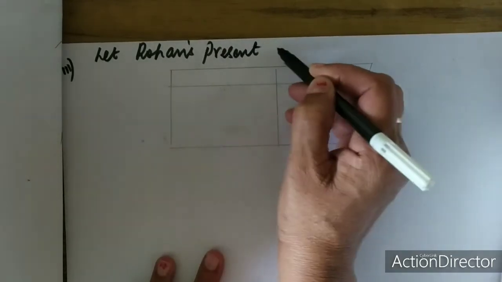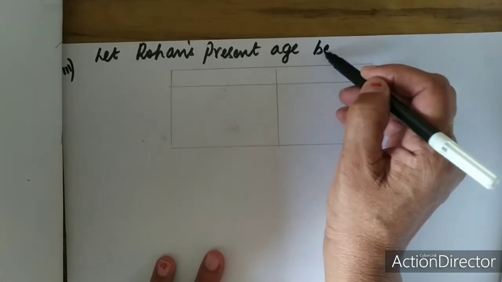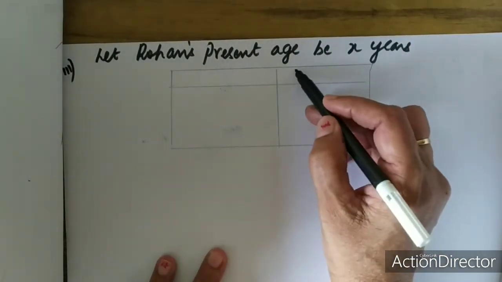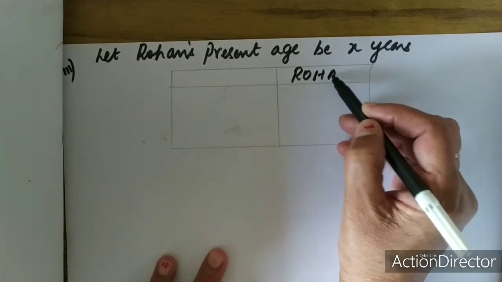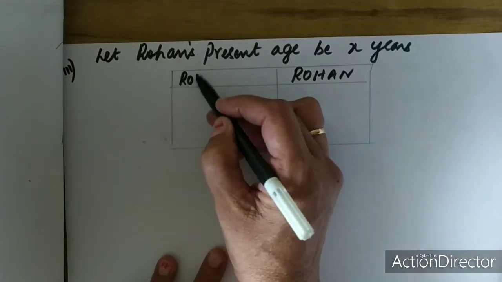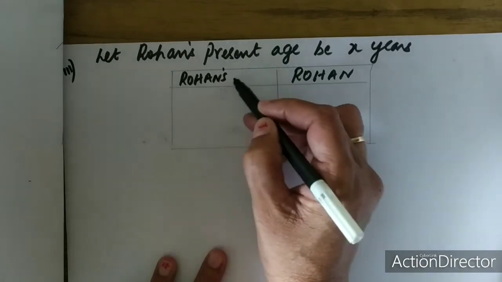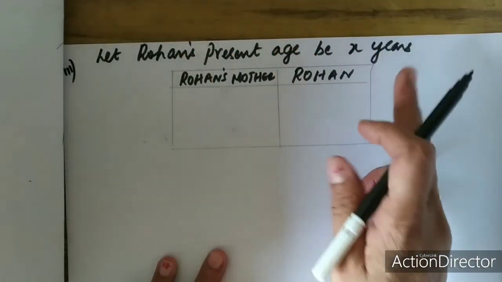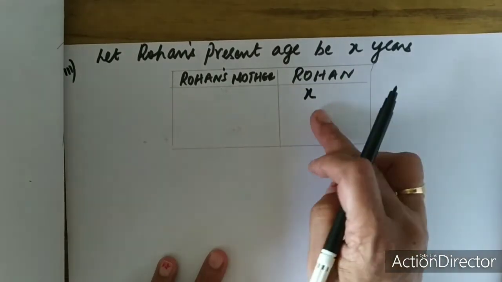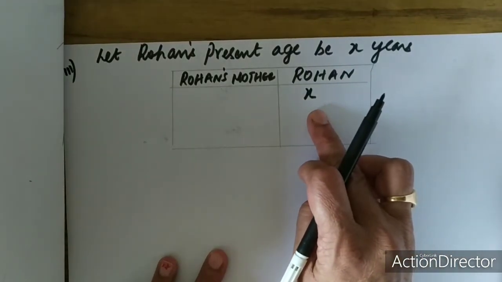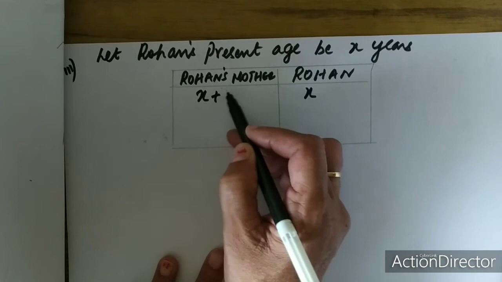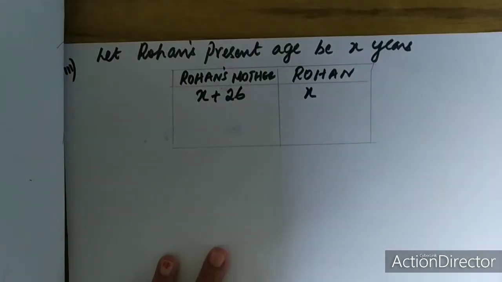x years. Now for easy understanding, you make two columns over here. One is Rohan, second will be Rohan's mother. Now we have assumed Rohan's present age to be x years. So in front of Rohan you put x over here, and it is given Rohan's mother is 26 years older. Older means plus. So Rohan's mother will be x plus 26 years.